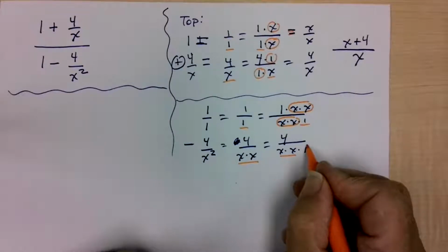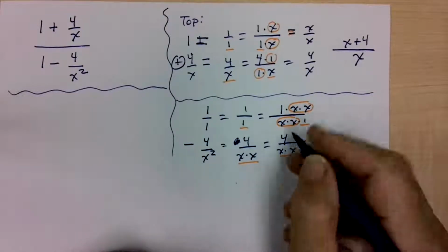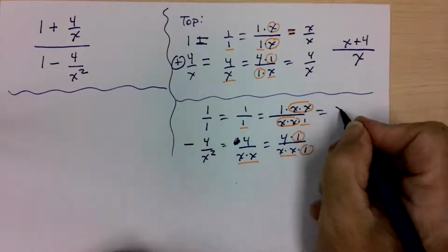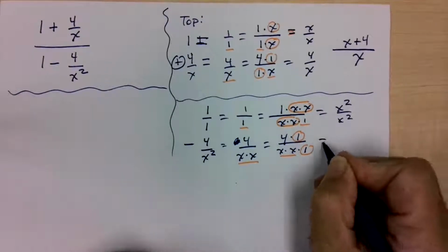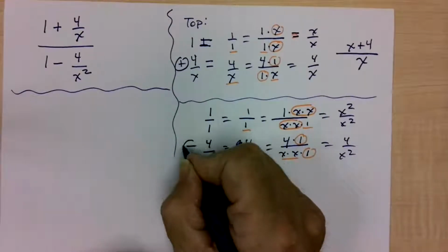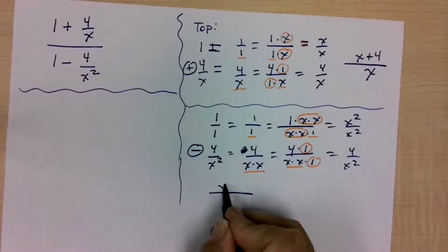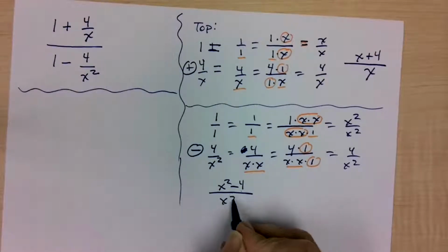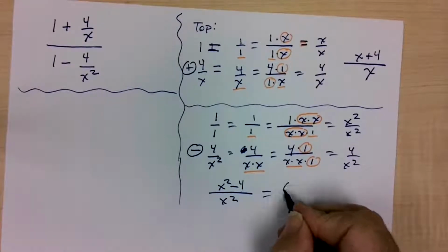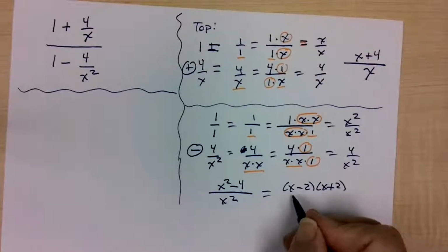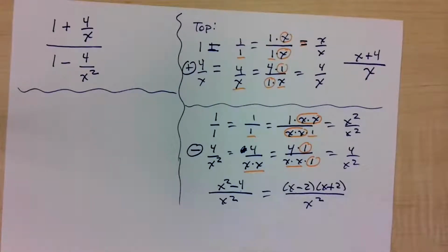x squared was there before, so 1 is new. Multiply the top by 1. We wind up with x squared over x squared, and 4 over x squared, and then there's a minus sign in between. So putting those together, we get x squared minus 4 over x squared, which is the same as x minus 2, x plus 2 over x squared. So putting all these together, that of course is our bottom.